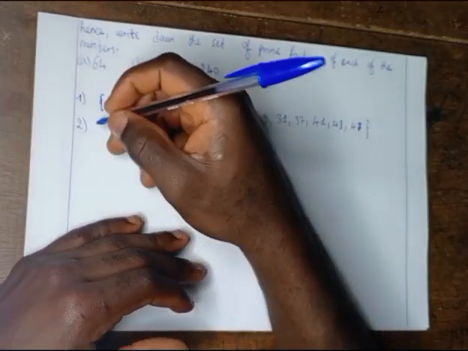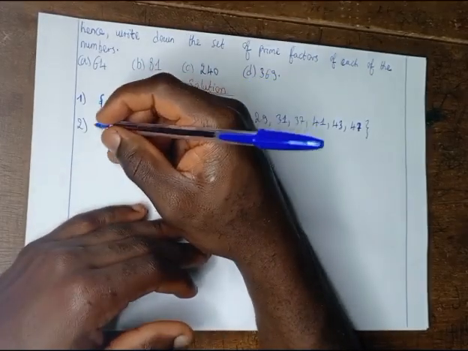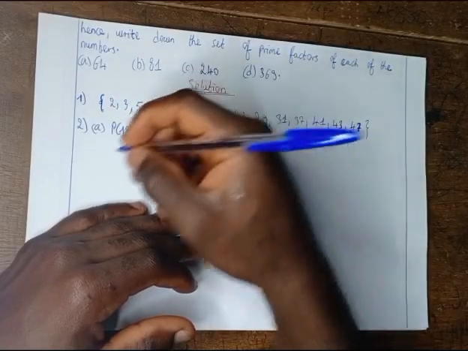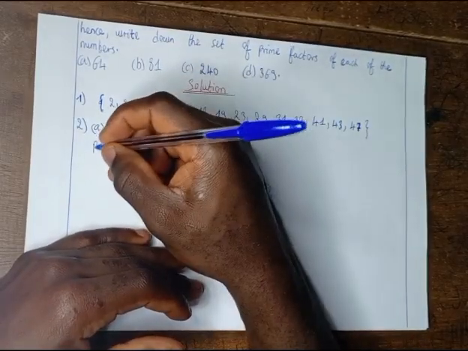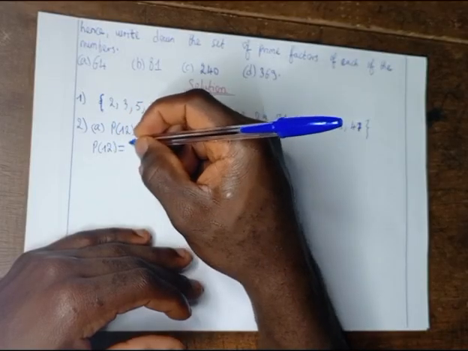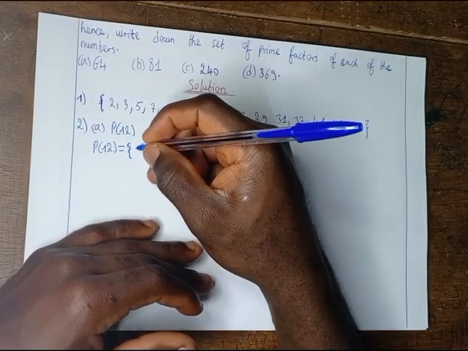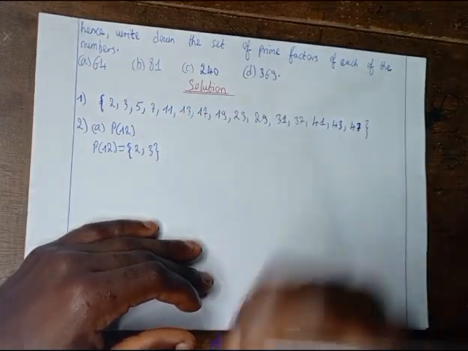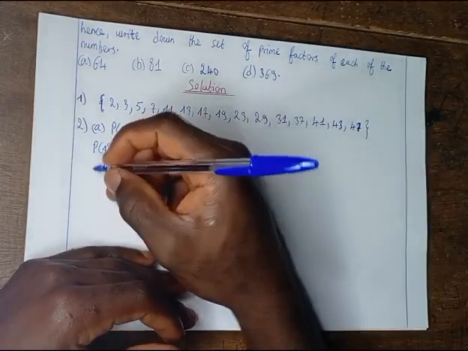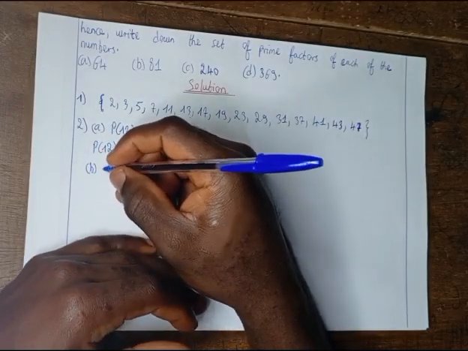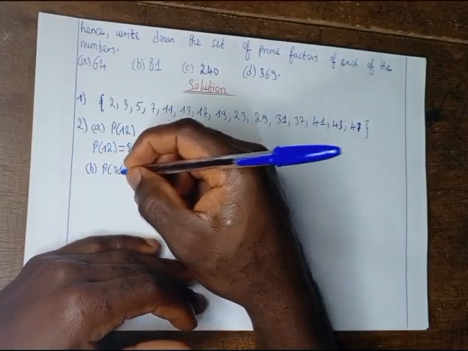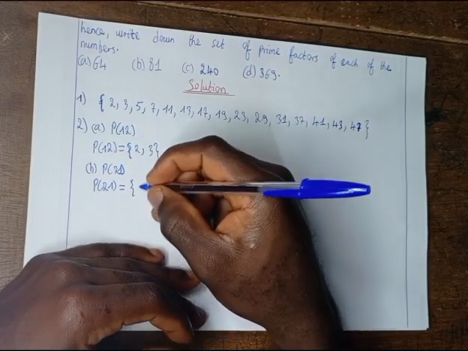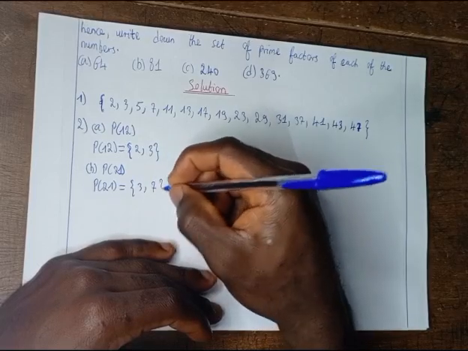Go now to question 2. Question 2 says we should find the following. For A, we have P of the number 12. P of 12 is the prime factors of 12. The first one we have 2, the next we have 3. 2 and 3 are the prime factors of 12. For B, we have P of 21. P of 21 is simply equal to the prime factors of 21. We have 3 and 7.